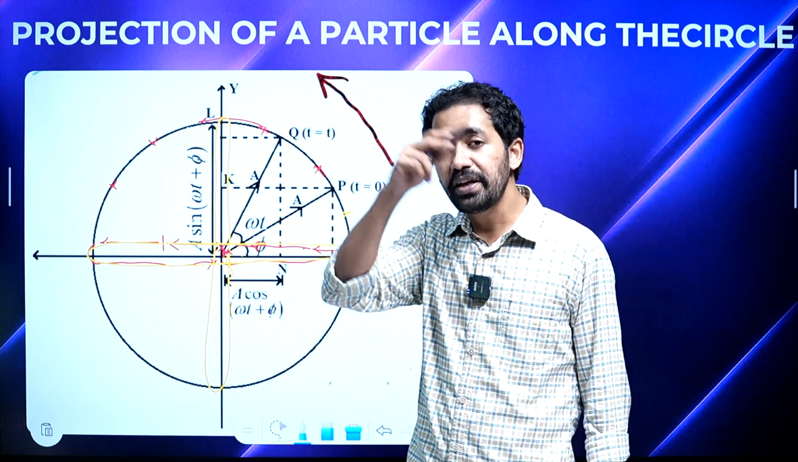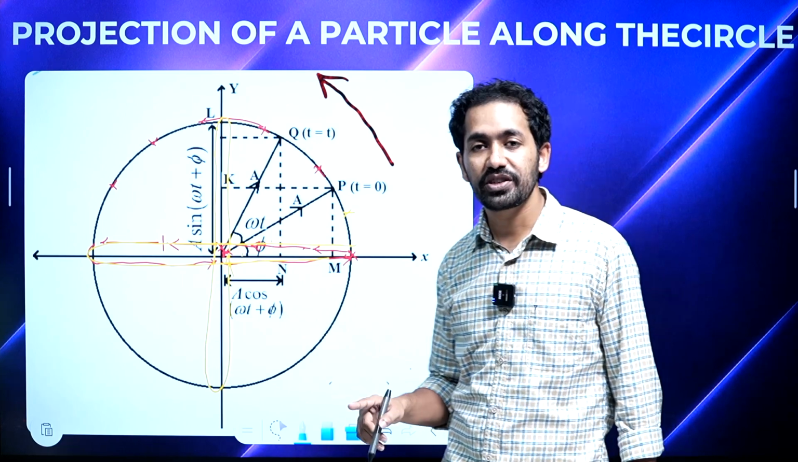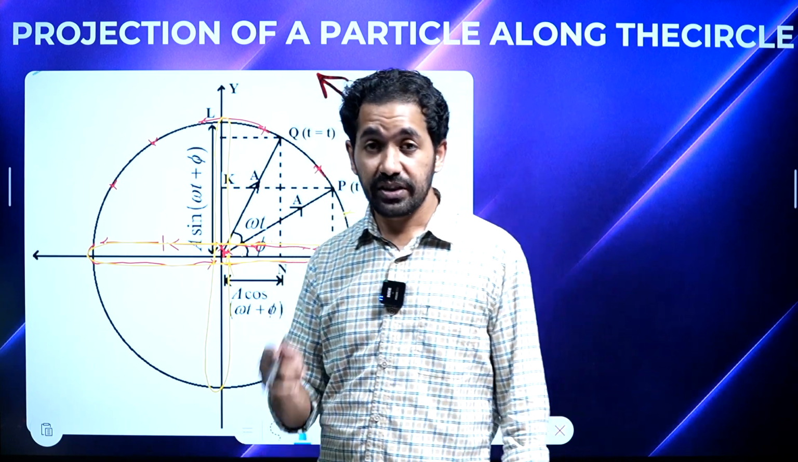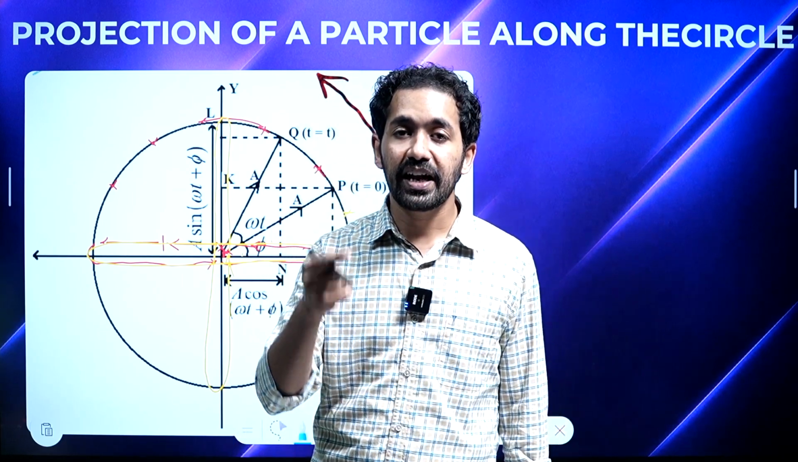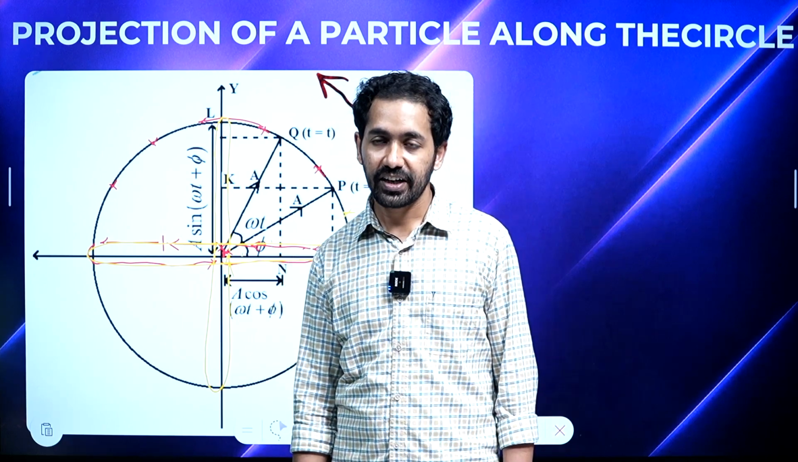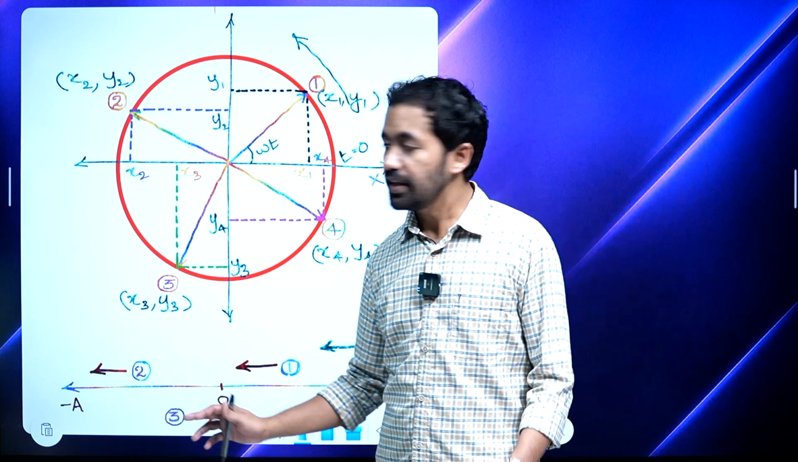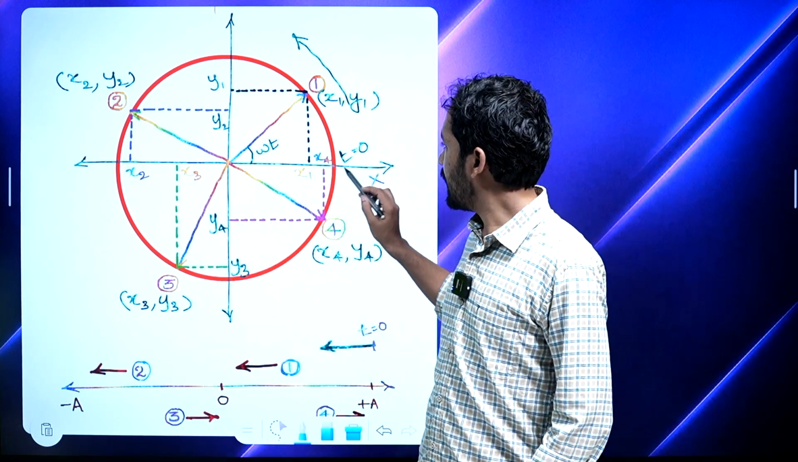There is no complete coverage of a circle. It is here an example of a to and fro motion, and thus you can say that the projection of the particle along the circle is an example of oscillatory motion. Correct? Okay. Now our next point, see the same thing, it is very clearly elaborated here.